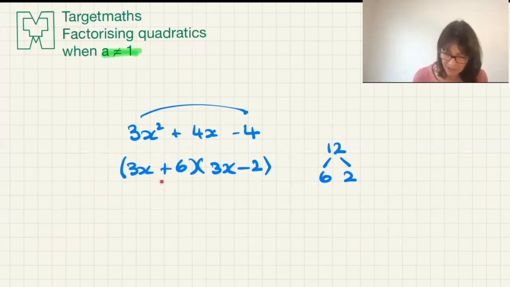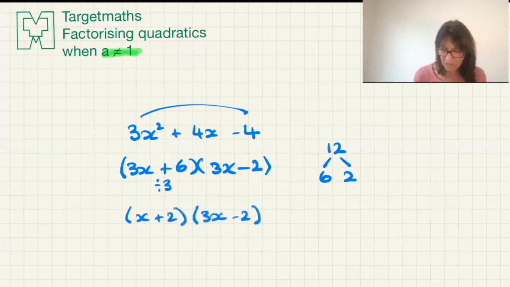Now, if I look at this one, I can see that these are both in the 3 times table. So I'm going to divide down by 3 to give me x plus 2. And the other one will not cancel down by anything that will make it smaller. So it stays the same. Do my quick check. X times 3x is 3x squared. 2 times negative 2 is negative 4. It looks like we've done the right job there. And if you got that right first time, brilliant, absolutely well done.